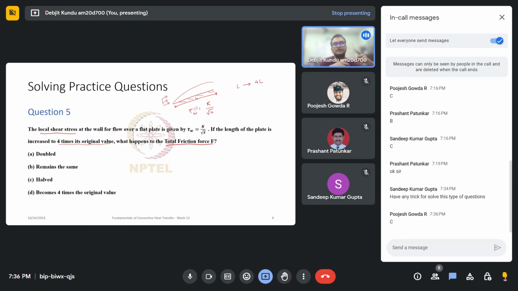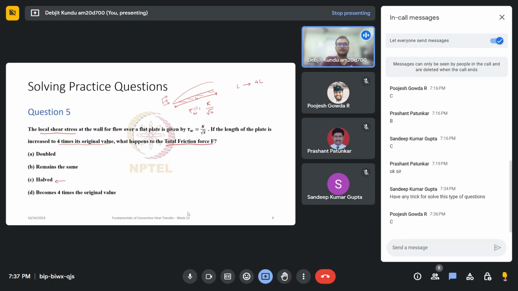Otherwise, you keep doing it every time: y to the power 6 by delta to the power 5, y to the power 7 divided by delta to the power 6, y to the power 3 by delta to the power 2. No matter what you do, it would be one more in the numerator than the denominator, and you will have one delta remaining. So you can take that out upfront and try to do this. Okay. So back to this question now. We have a response in the chat box saying it should be option C, halved.